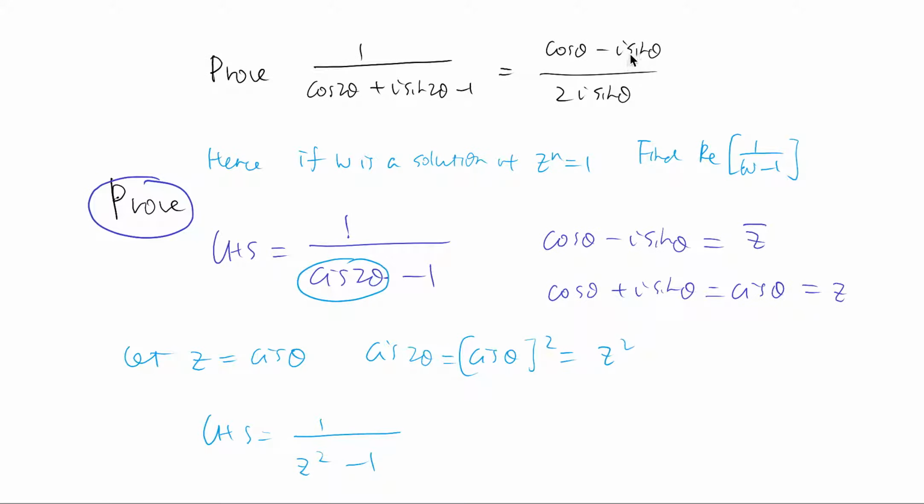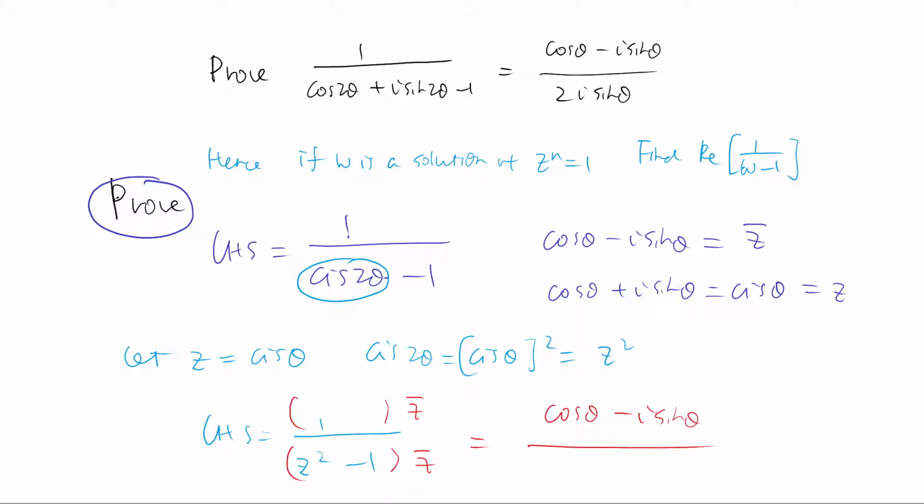And you already realized on the top of the right hand side, cos theta minus i sin theta, that's the conjugate, right? So to create that conjugate, we need to multiply by z conjugate on both top and bottom. Therefore now the top is the conjugate, which is cos theta minus i sin theta.